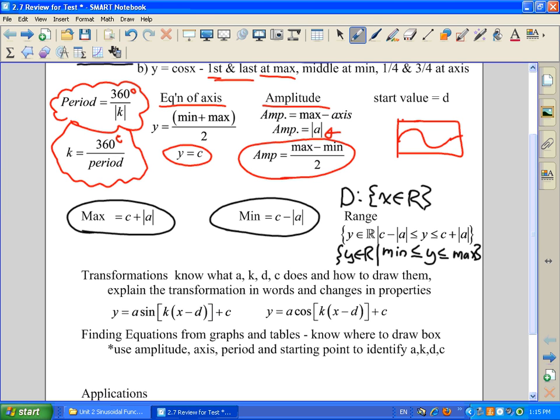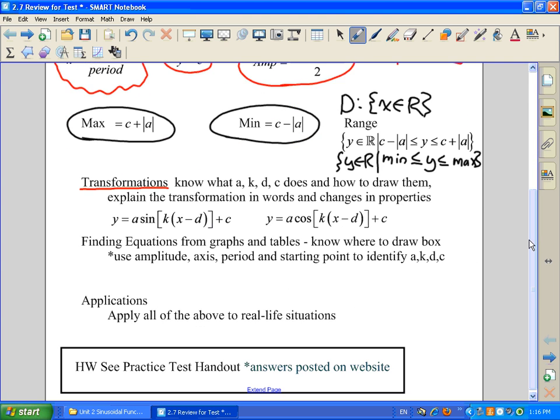Transformations. We spent a lot of time dealing with transformations. And make sure you know what A, K, D, and C do and how to draw them, okay? Be able to explain what the transformations are in words and how the properties change, okay? I will provide you with these transformation equations, but you must know how to interpret them and how to use each of those values. And again, folks, in each case, don't forget to factor out K if you need to.